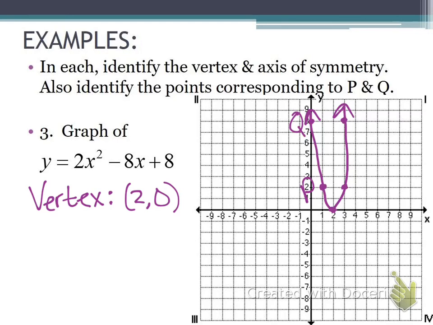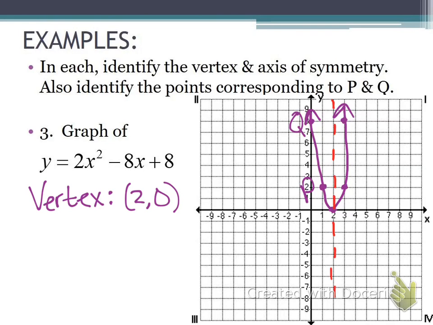Now, if I had drawn my parabola a little bit prettier, it would be easier to see it. But your axis of symmetry is a vertical line, and it's going to go through your vertex. So I can go ahead and sketch it in. We use a dotted line for our axis of symmetry because it's not part of our graph per se. It's just a feature that we use to help us understand the graph.